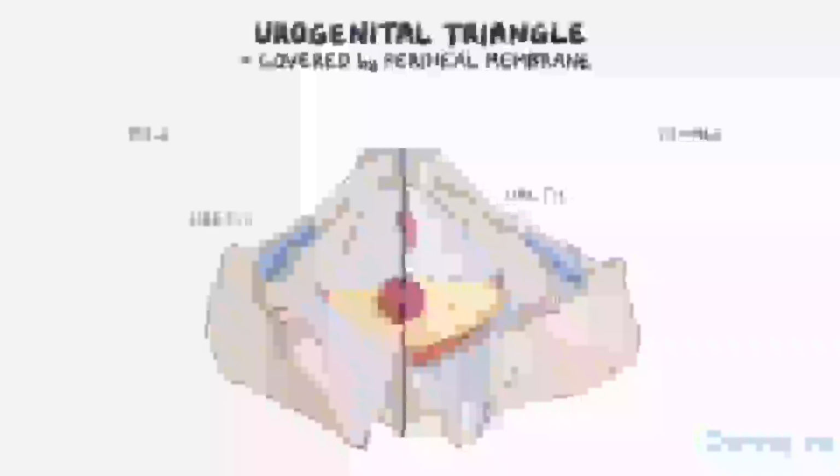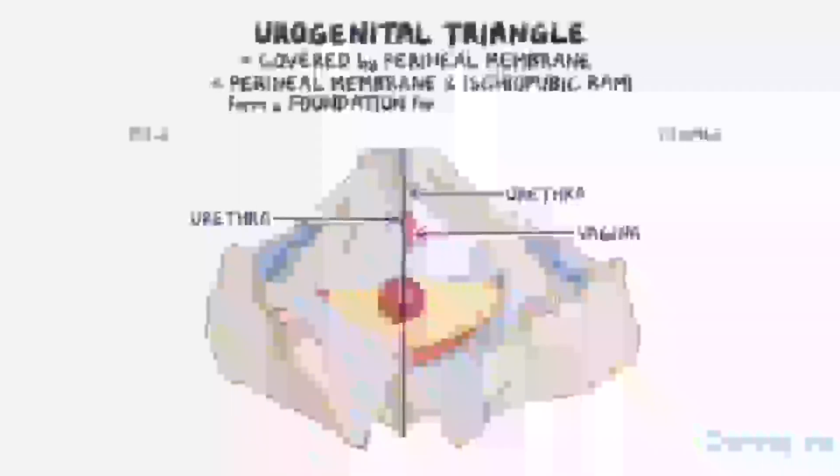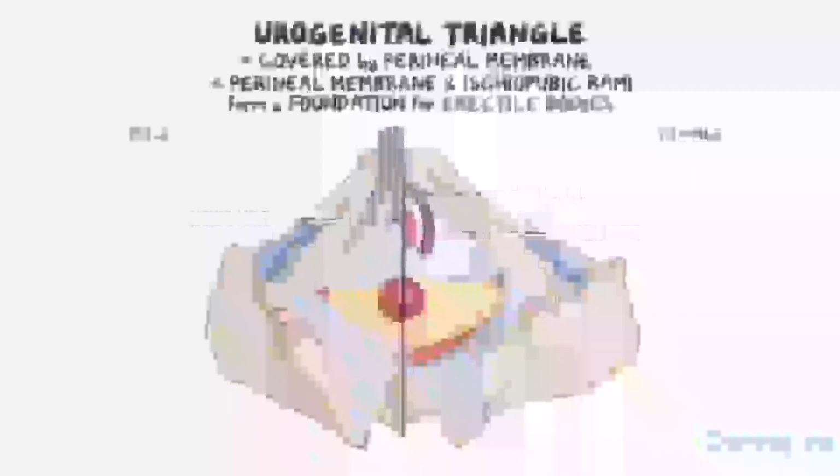In both males and females, this membrane is perforated by the urethra. In females, it is also perforated by the vagina. Finally, the perineal membrane and the ischiopubic rami form a foundation for the male and female erectile bodies, which lie in the superficial part of the urogenital triangle.